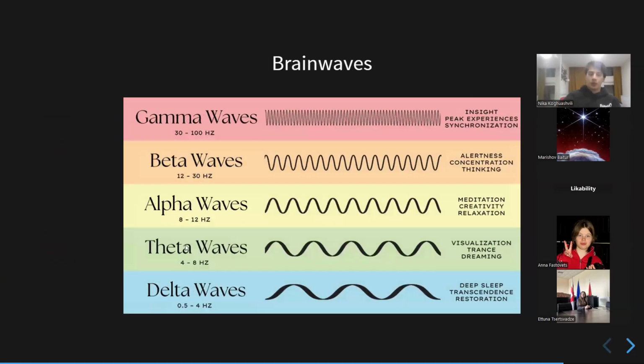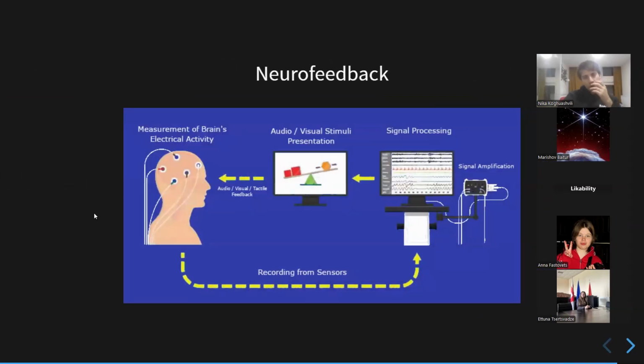So basically, if you have not many theta waves and many beta waves, that means you are very focused. But if you have more theta waves, that means you're less focused. And you can then use this to gamify how to learn focusing by using neurofeedback.